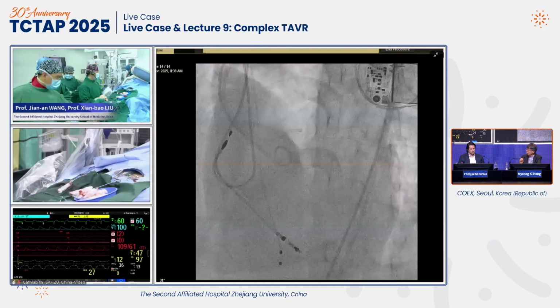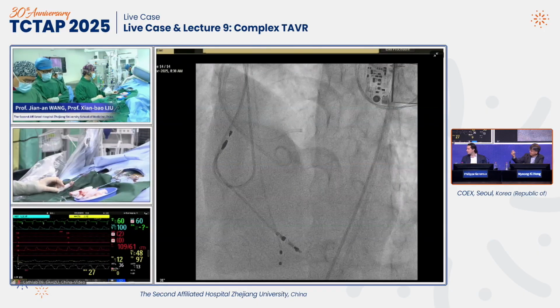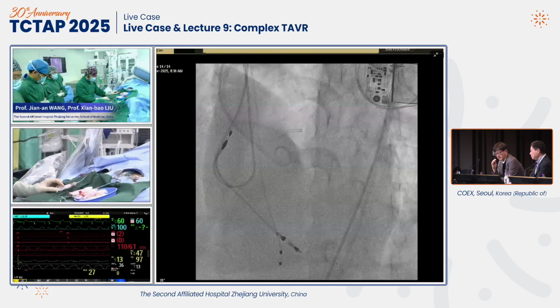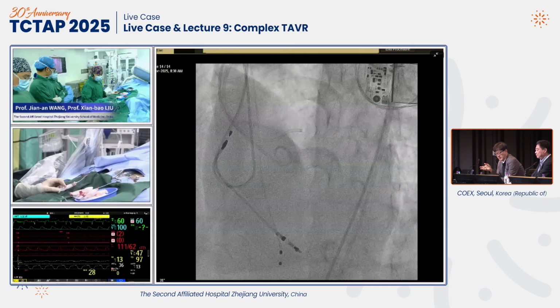Okay. Any other comment? I have a question about the supraannular sizing by balloon. Is there any data about the CT sizing, whether it is a taper type or conical shape of the bicuspid valve? I think it is important for deciding which valve size or which valve type is implanted for these patients.